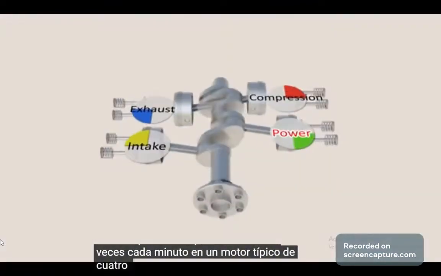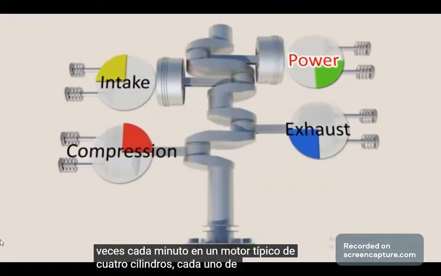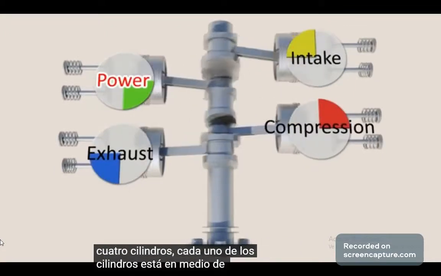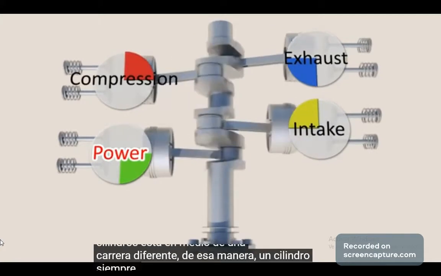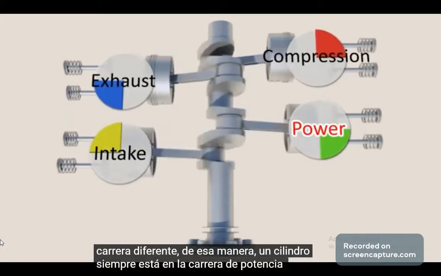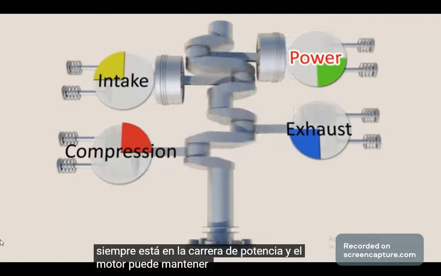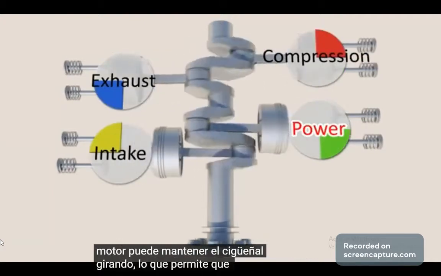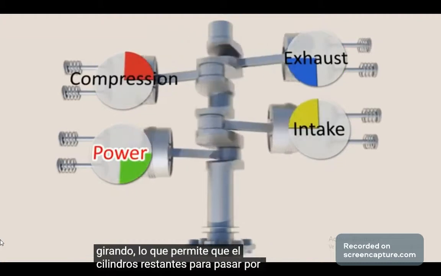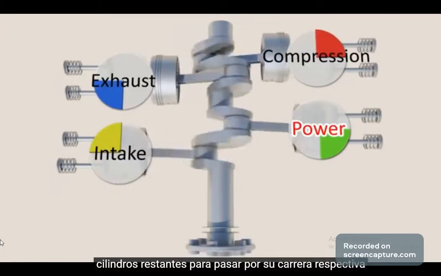On a typical four-cylinder engine, each one of the cylinders is in the middle of a different stroke. That way, one cylinder is always in the power stroke, and the engine is able to keep the crankshaft rotating, thereby allowing the remaining cylinders to go through their respective stroke.